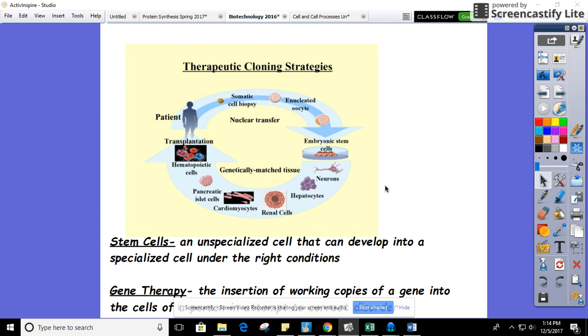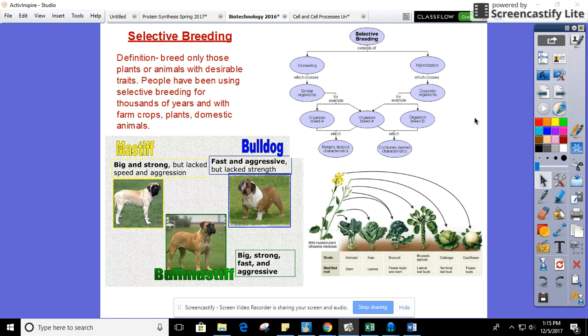Therapeutic cloning strategies, this is kind of what is being looked at now, is the idea of cloning stem cells so that we can have cells that can kind of become anything. And the idea of gene therapy is basically cloning a gene and being able to insert a working copy of the gene into cells of that individual. So that was an article that we looked at in this class that we were trying to fix and remedy Hunter syndrome.